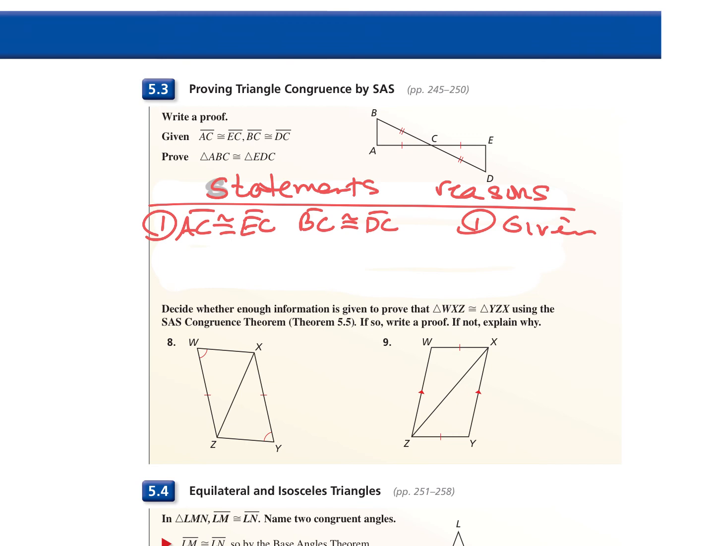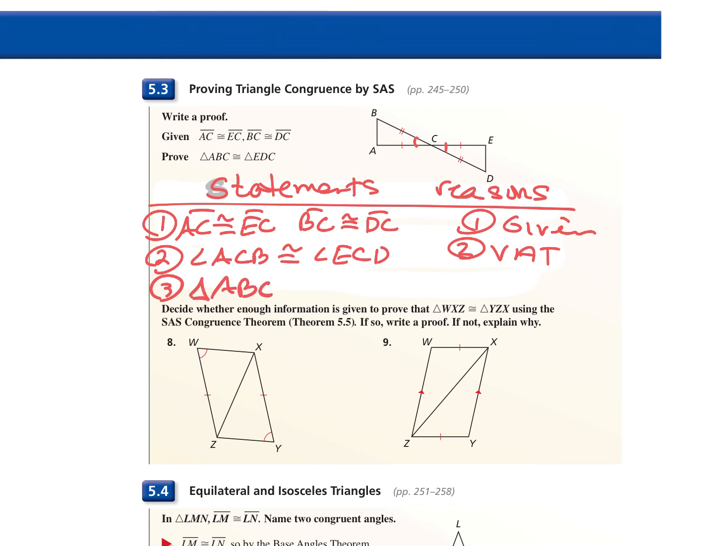So now the only thing I need to add in here are my vertical angles on either side of this bow tie. And again, I need to name it with 3 letters. So I'm going to call it angle ACB congruent to angle ECD. And this is my vertical angles congruence theorem. And now I have enough information to prove them congruent by side angle side. So triangle ABC congruent to triangle EDC. And the reason would be side angle side.